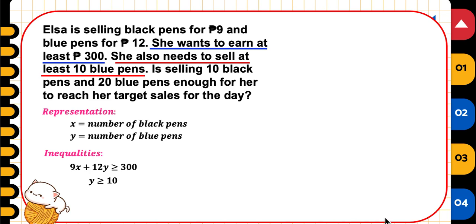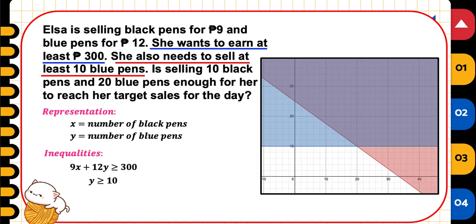But to show you that (10, 20) is really a solution, what we are going to do is to graph our inequalities. And looking at our graph, we have here the solution set on this area. If we are going to plot 10 on the x-axis, because it represents the number of black pens, and y represents the number of blue pens, then (10, 20) lies in the first quadrant. So (10, 20), it's here.